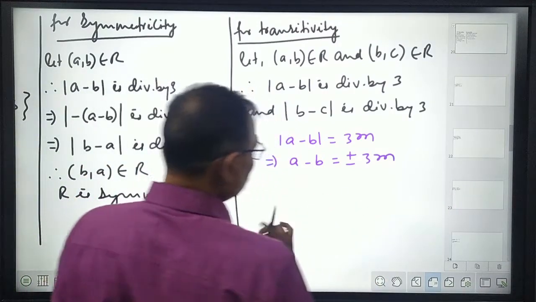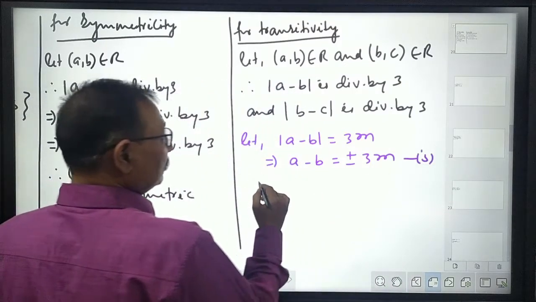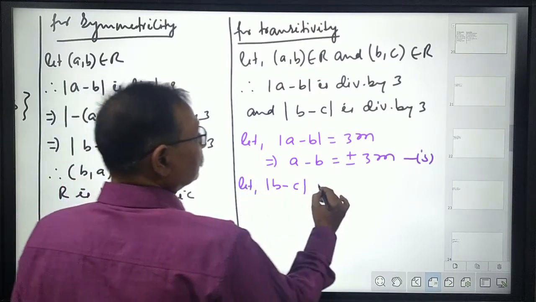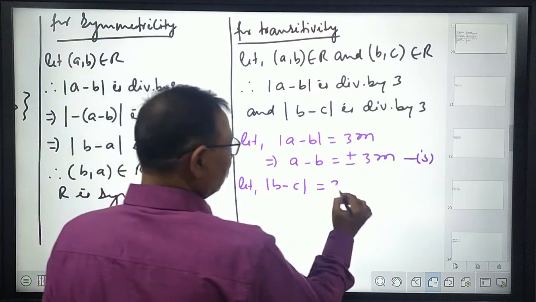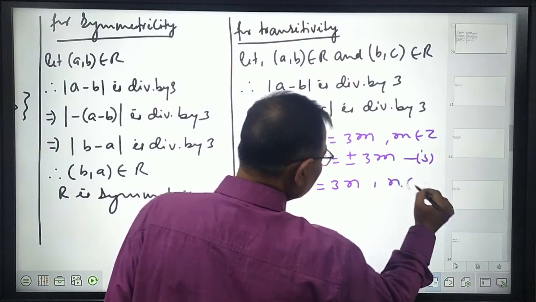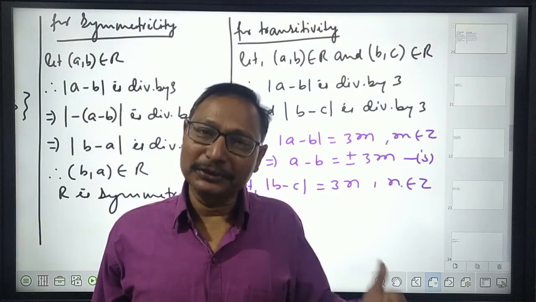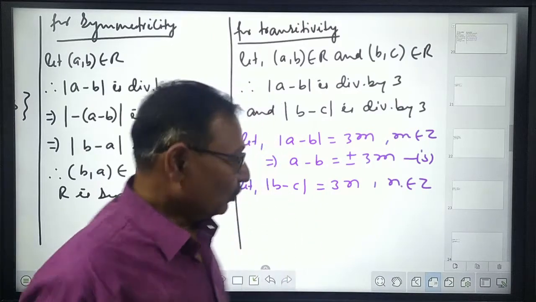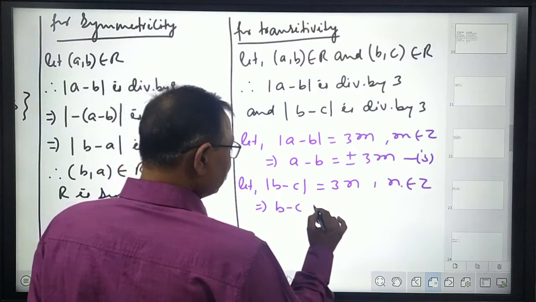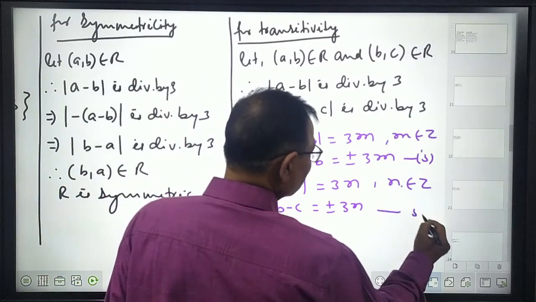Take this one as 1. Now b minus c is again supposed as a multiple of 3. Let this one be 3n. Here m belongs to any integer. Multiple of 3 means product of 3 and an integer, so the quotient must be an integer here. Now it can also be written as plus minus 3n as the previous one. I am writing here 2 for this.